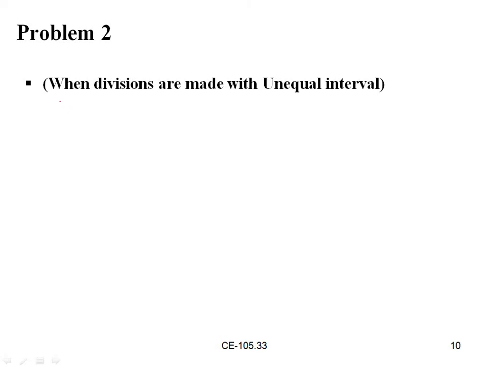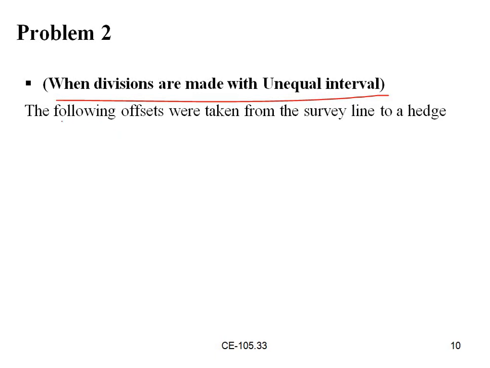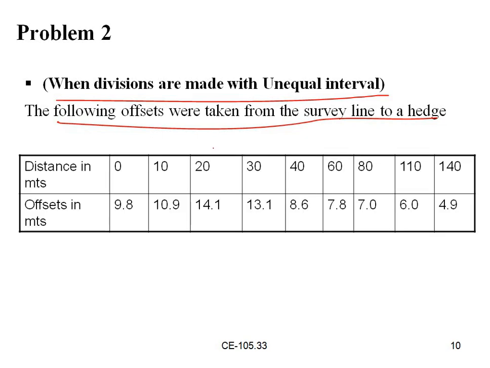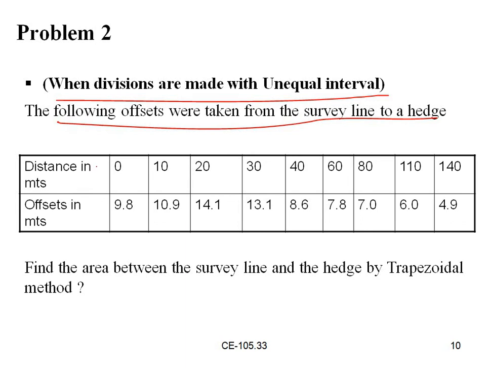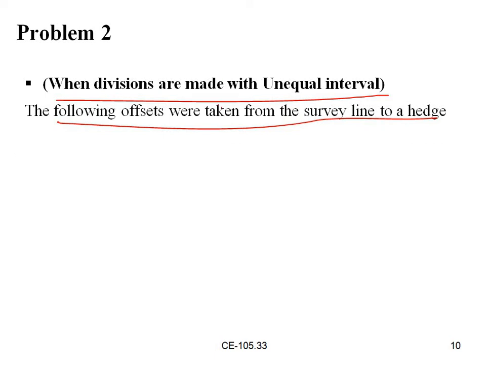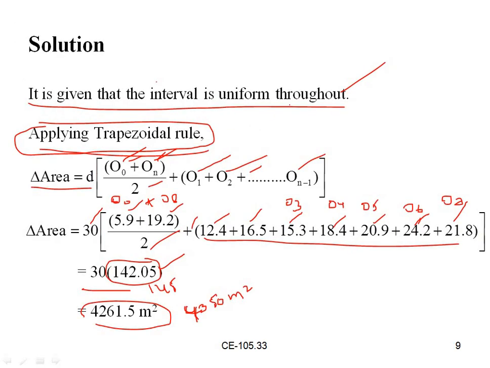Let us see problem number 2. When divisions are made with unequal intervals, suppose the following offsets were taken from the survey line to a hedge. This is another problem we can see here. The distance is given and we have to calculate this one. I will be explaining this problem in the upcoming next class. So let us just revise this problem. If the necessary corrections are there, you make them.